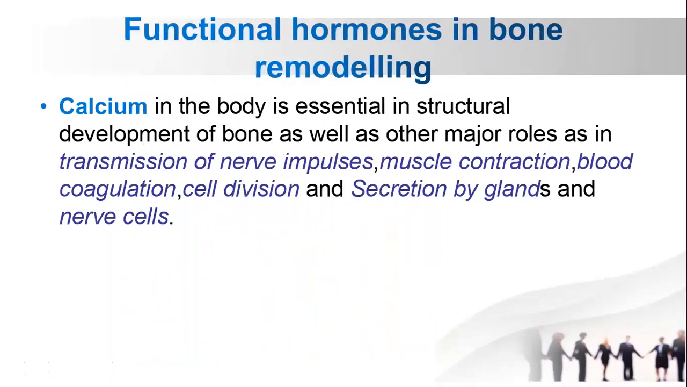So we have functional hormones in bone remodeling. The first one is calcium. In the body, it is essential. Calcium ion in the body is essential in the structural development of bones, as well as other major roles such as transmission of nerve impulses, muscle contraction, blood coagulation, cell division, and secretion by glands and nerve cells. So calcium is very important and essential for bone, and not only bone, but other vital roles.